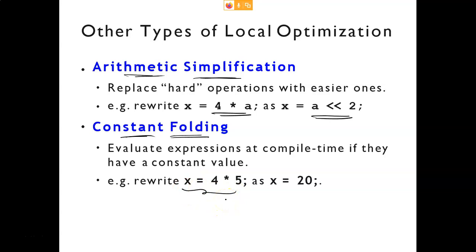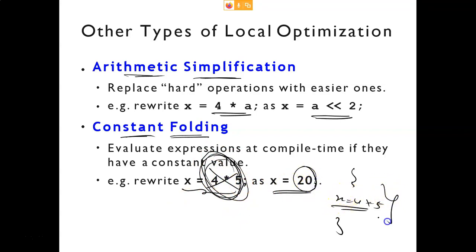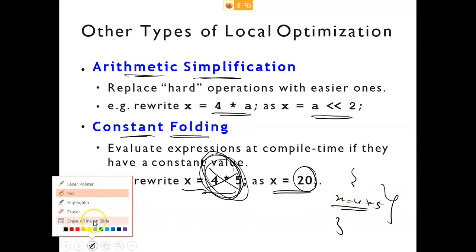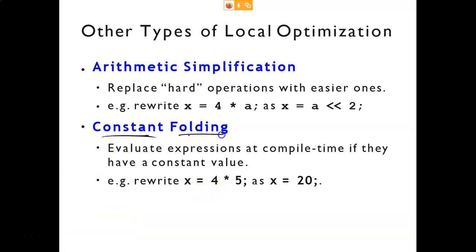Let's assume you have written this statement in your program, x equal to 4 into 5. Then of course your compiler can very easily replace this 4 into 5 with x equal to 20, so that you don't have to calculate it again and again. Maybe this statement is inside a loop, so every time the loop runs, you will have to multiply it. So your compiler can just replace it with 20 at compile time. Now when you run this loop, you don't have to do the multiplication again and again. So this is called constant folding.